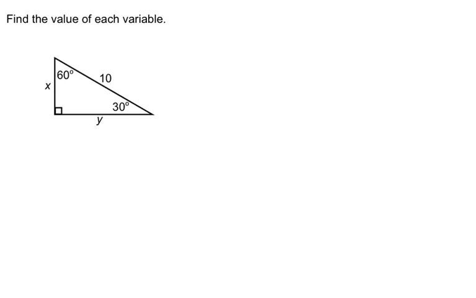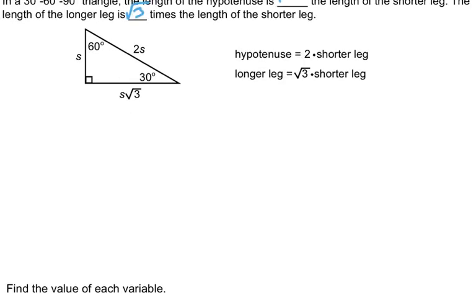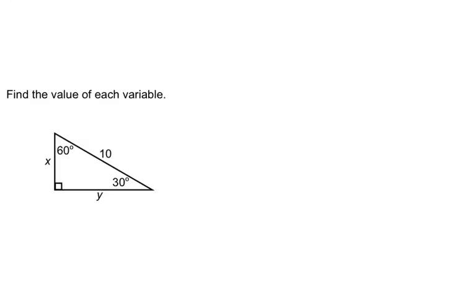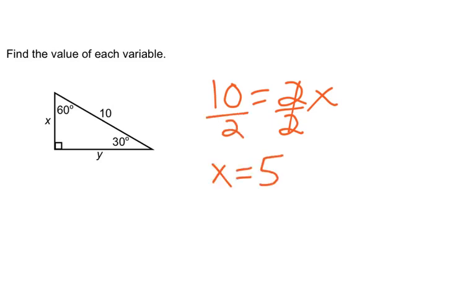It says find the value of each variable. Well, if you know your hypotenuse on a 30, 60, 90, and again, notice up here, hypotenuse is twice the shorter leg. So, hypotenuse 10 is equal to twice the shorter leg, shorter being x. Therefore, we just cut it in half. X will be 5. Okay? The shorter leg is half of the hypotenuse.